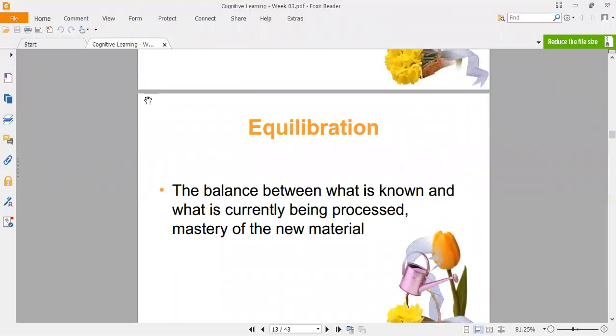Okay, and balance between what is known and what is currently being processed, and mastery of the new material. That is true. How are you going to practice it? Because I'll give you another good example. First, you are letting them draw on a kind of board, like small boards that you can erase easily, right?